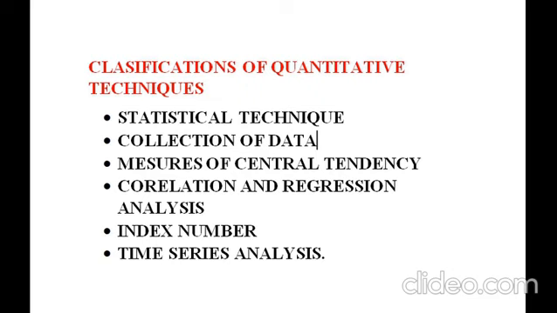Next one is correlation and regression analysis, which is also a statistical technique. Correlation is used to study the degree of relationship between two or more variables. Regression techniques are used to estimate a value, that is, to estimate the value of one variable given the value of another. So this is correlation and regression analysis.